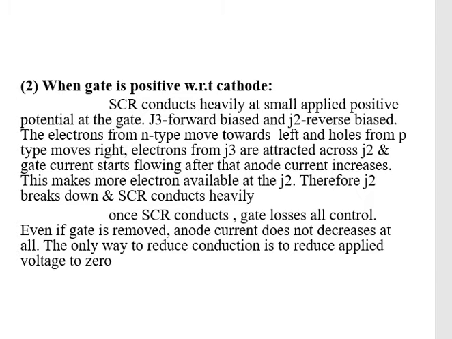In this situation, J3 is forward biased and J2 is reverse biased. The electrons from the N type move towards the left and the holes from the P type move towards the right. This diffusion makes the anode current increase. This makes more electrons available in J2. Therefore, the J2 junction breaks down. SCR conducts heavily. Once SCR conducts, the gate loses all control. Even if the gate is removed, anode current does not decrease at all. The only way to reduce the conduction is to reduce the applied voltage to zero.